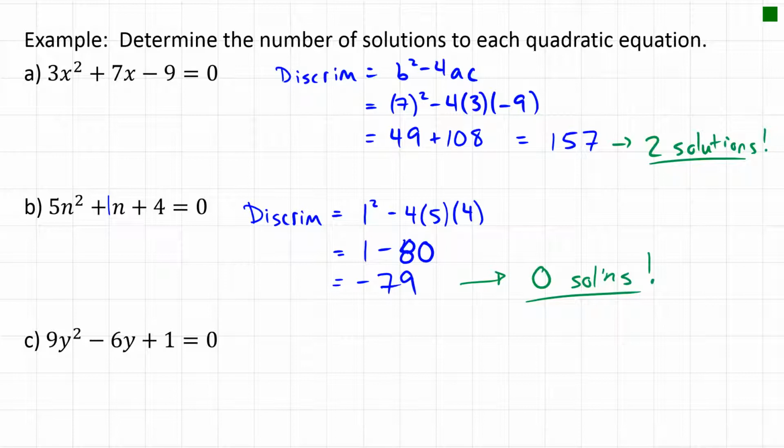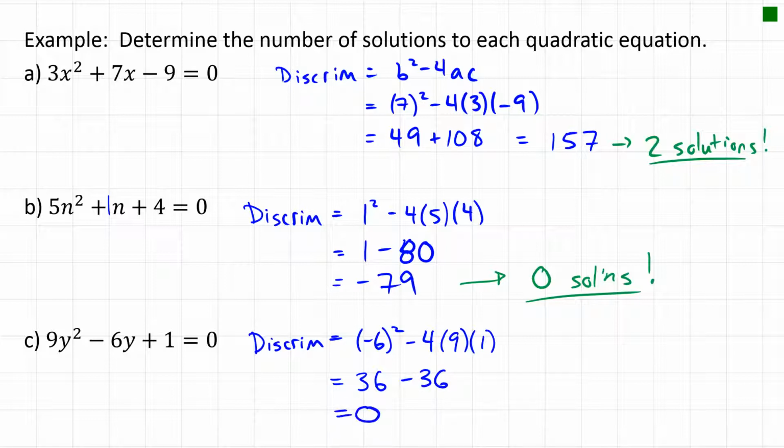And for the last example, the discriminant is going to be negative 6 squared, so b squared, negative 6 squared, minus 4 times a, which is 9, times c, which is 1. So that would be 36 minus 4 times 9 times 1, which is 36. So the discriminant is equal to 0, which means that there is one possible solution.